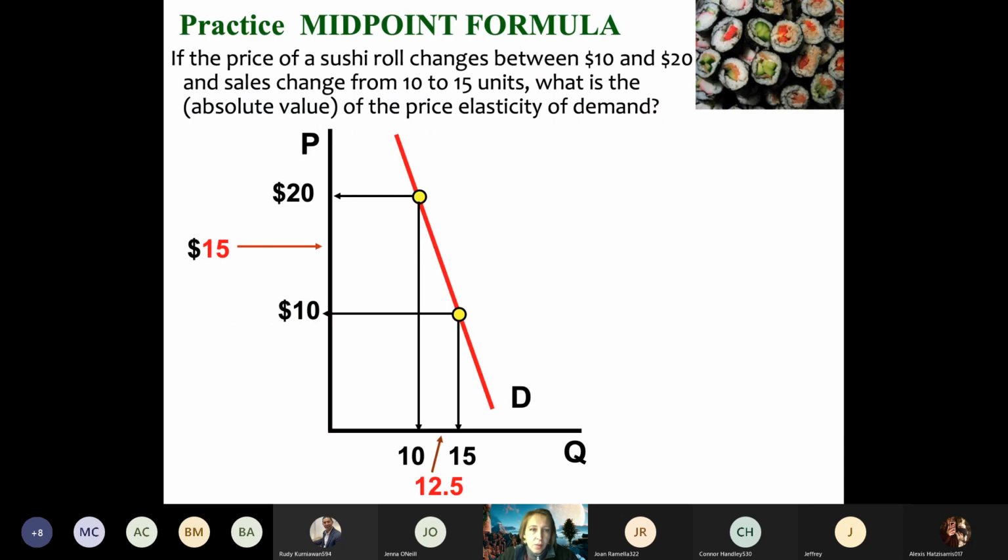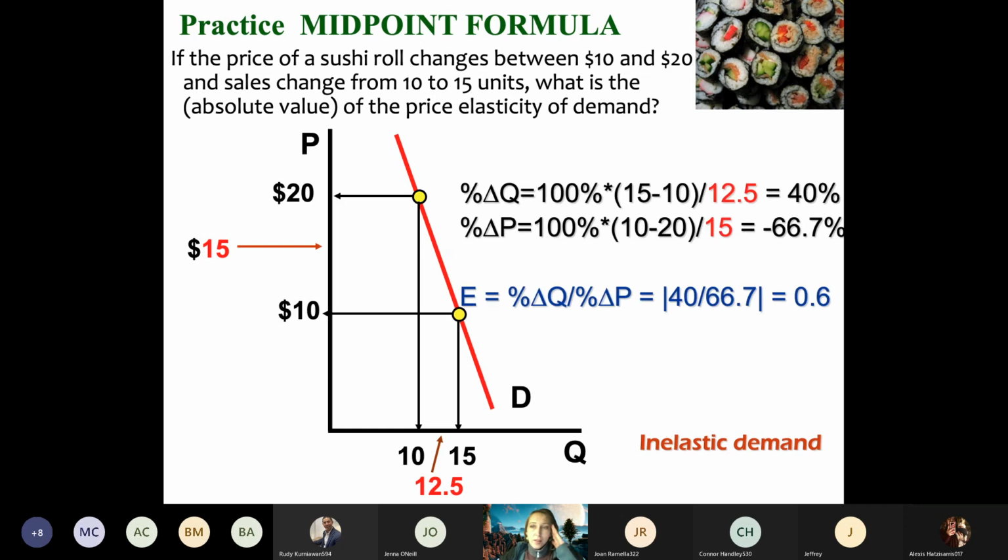Okay, so let's do a couple more examples so that we remember once and for all how to compute it and never make a mistake. If the price of a sushi roll changes between 10 and 20, the sales change from 10 to 15. What's the absolute value of the price elasticity of demand? Here you don't know whether the price goes up or down, so you have to use the midpoint formula.